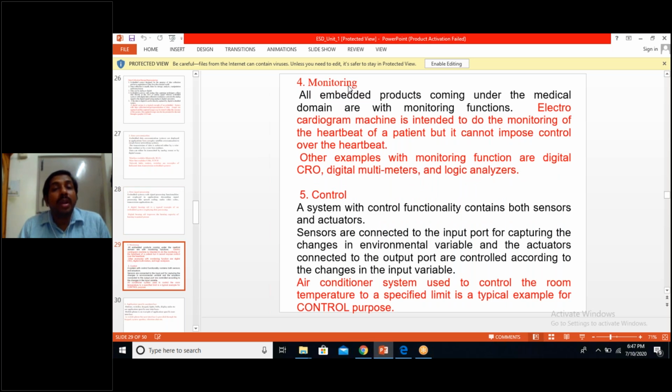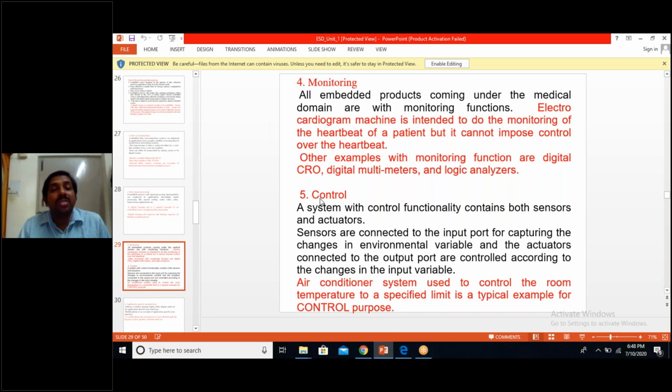Next purpose is monitoring. See, these embedded systems are also classified into one domain with the monitoring functions. See, all medical applications require an electrocardiogram machine, which is going to read the heartbeat of a patient, and we cannot control it. We can only monitor it. So for monitoring, you require a device such as CRO, digital multimeters, and logic analyzers. They just show the response on certain devices.